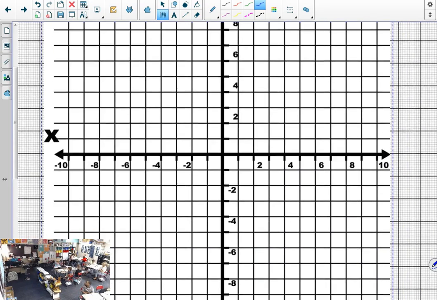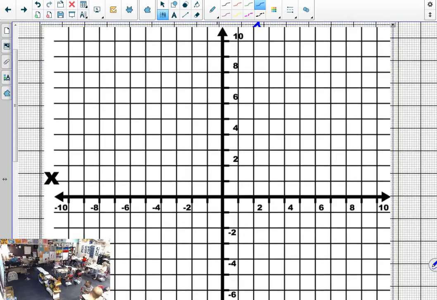So now, Annika, my x values, right? My first number, my hint told me my first number is my x values. Is that the left and right or the up and down? Which axis is the x? The left and right? The horizontal or the vertical?